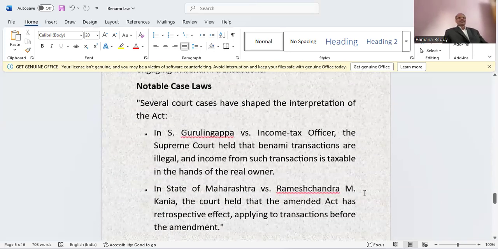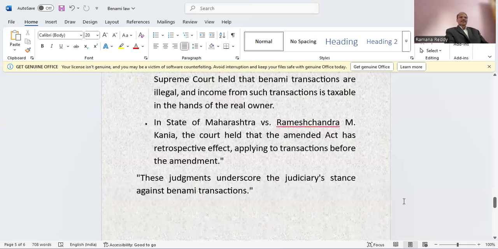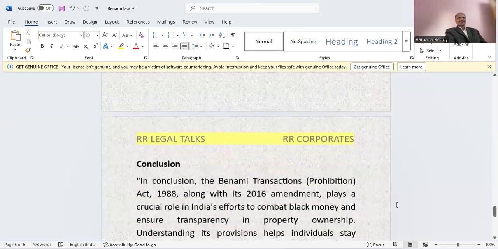There are notable case laws. Several court cases have shaped the interpretation of the Act. In Gurlingappa versus Income Tax Officer, the Supreme Court held that Benami transactions are illegal and income from such transactions is taxable in the hands of the real owner. In State of Maharashtra versus Ramachandra M. Kaniya, the court held that the amended Act has retrospective effect, applying to transactions before the amendment. These judgments underscore the judiciary's stance against Benami transactions.